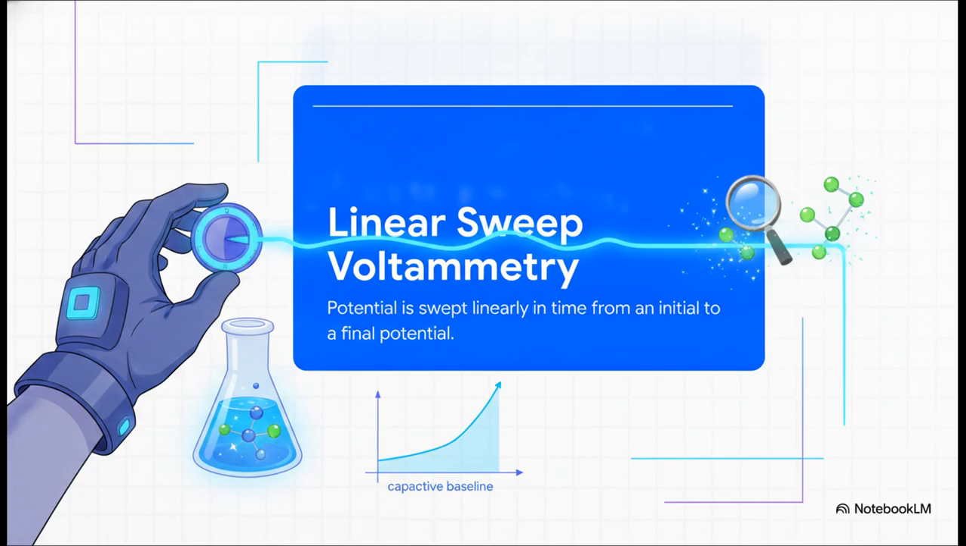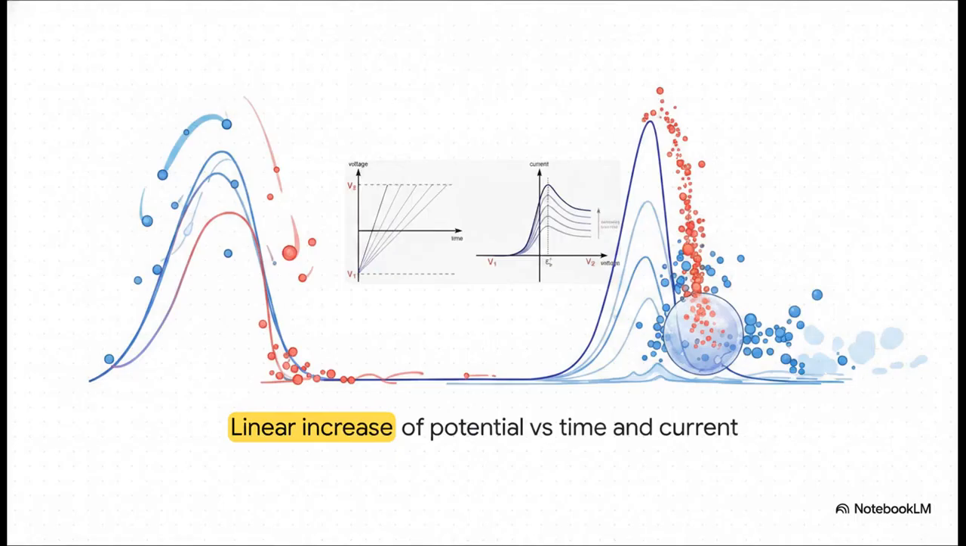But once we hit that specific magic potential where our target molecule can either gain or lose an electron, boom! A Faradaic current begins to flow. And plotting that current response directly against the voltage gives us this brilliantly identifiable peak as the analyte rapidly oxidizes or reduces. Notice how, as the voltage ramps up over time, the resulting current shoots up right alongside it. As the reaction accelerates, the current just spikes.